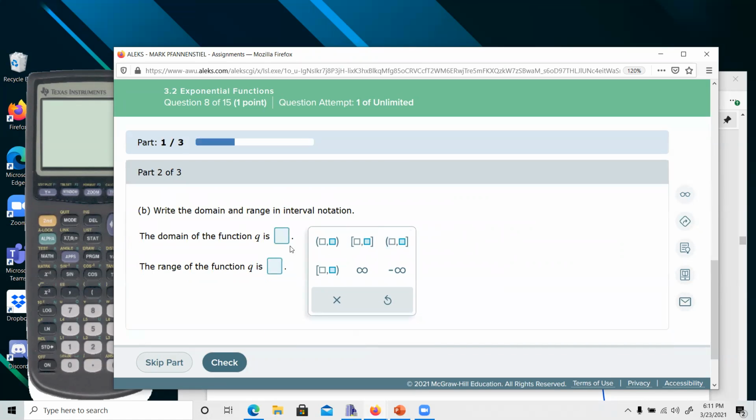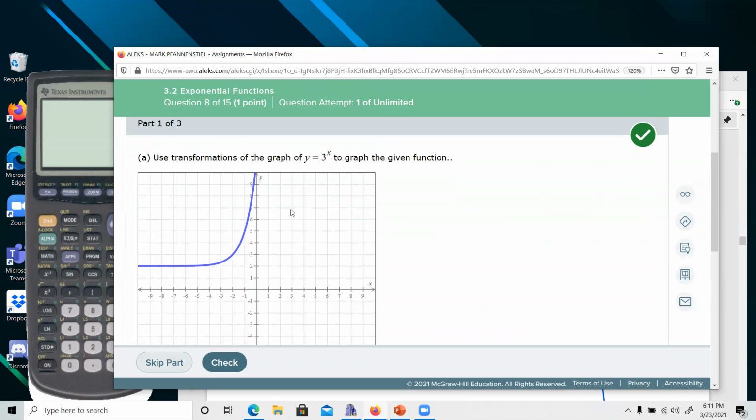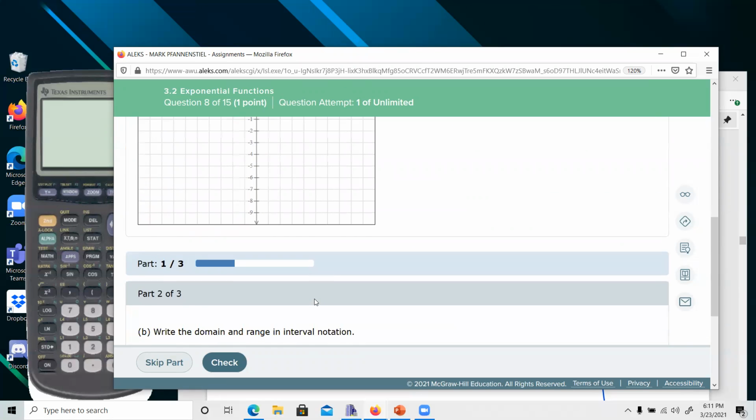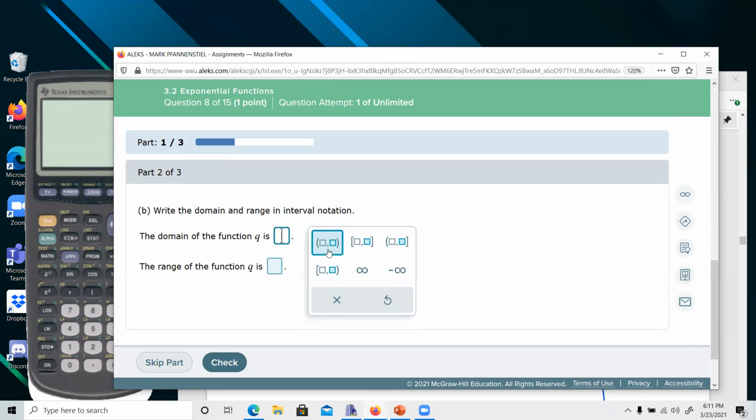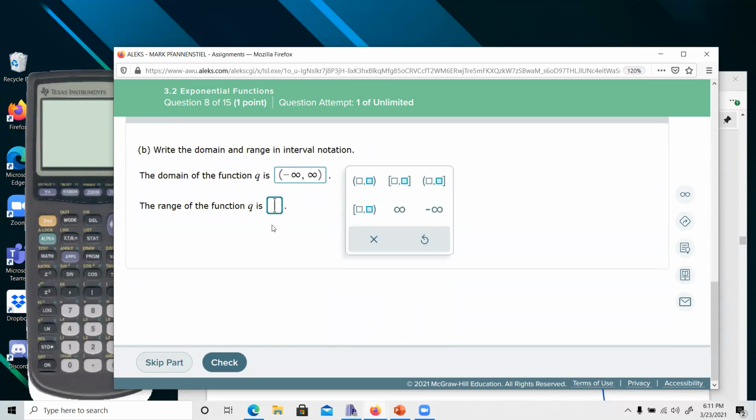All right. Function, domain. Again, it's all real numbers. I know it doesn't look like that. Doesn't it stop here? No, it just keeps going. It's just off the chart. So we don't have to worry about that. Domain of the function is negative infinity to positive infinity. And then the range, well, it's not getting any lower than 2. So we have 2 off to infinity there.